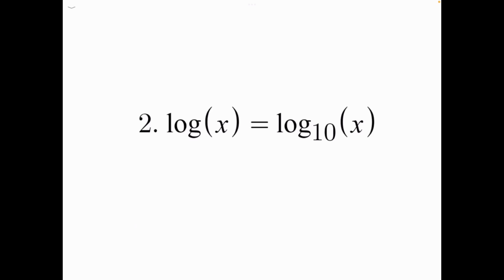Now, let's apply this concept to get a better understanding. So the question here says, solve for x. 2 to the power of x is equal to 21.4. So we can turn this into a logarithm. So this is essentially x is equal to log base 2 of 21.4. Now we can plug this into our calculator.